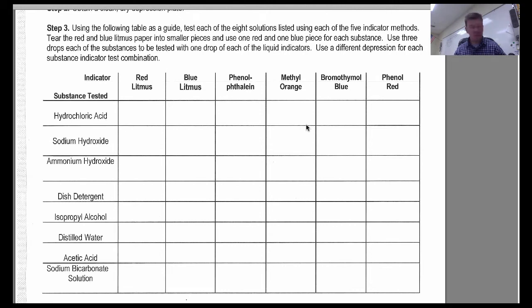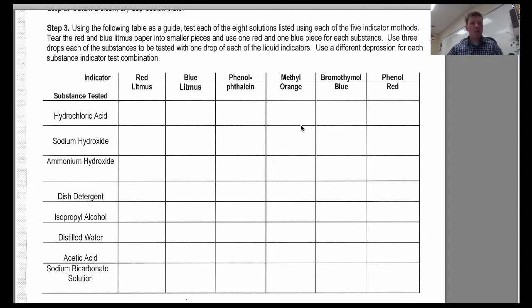Now, an indicator is simply a chemical that is going to change colors depending on whether the substance you're testing is more acidic or more basic. Meaning, if it's acidic, it has a higher concentration of the hydronium ion, and we'll talk about that in class. If it's basic, it's going to have a higher concentration of the hydroxide ion. Okay? So these chemicals are going to react and turn colors based upon whether you have a more acidic or a more basic solution or substance.